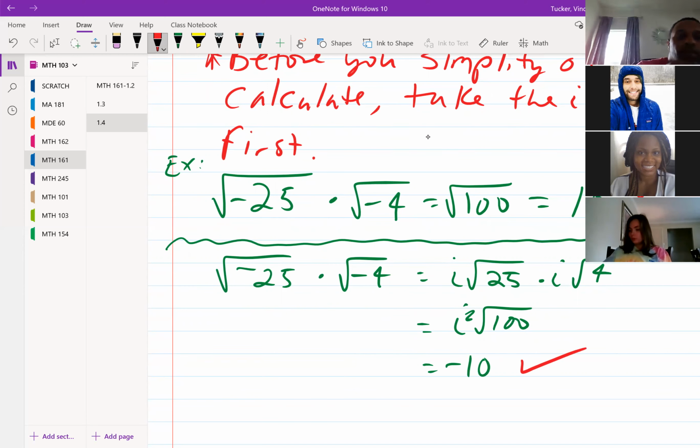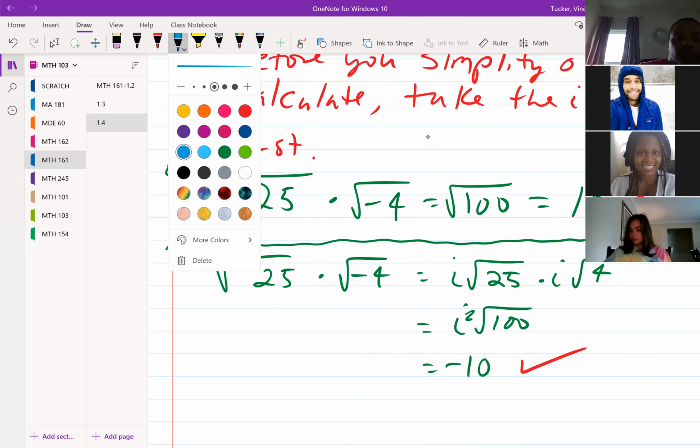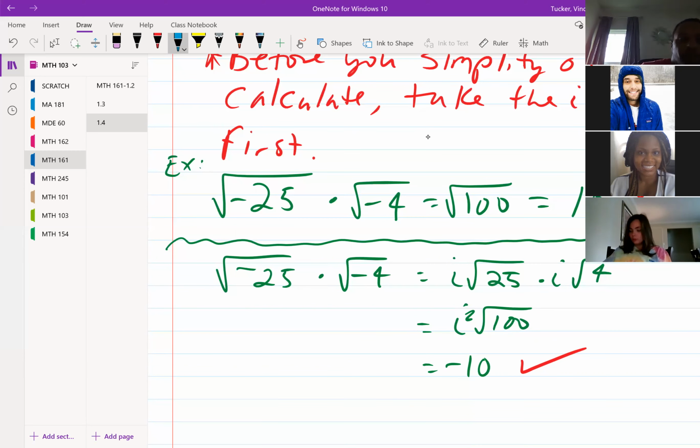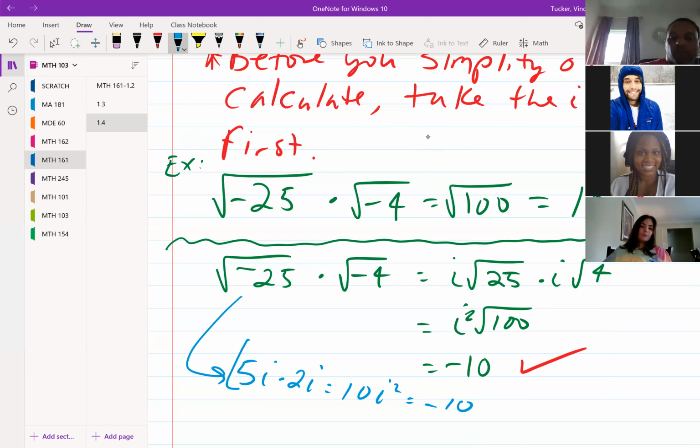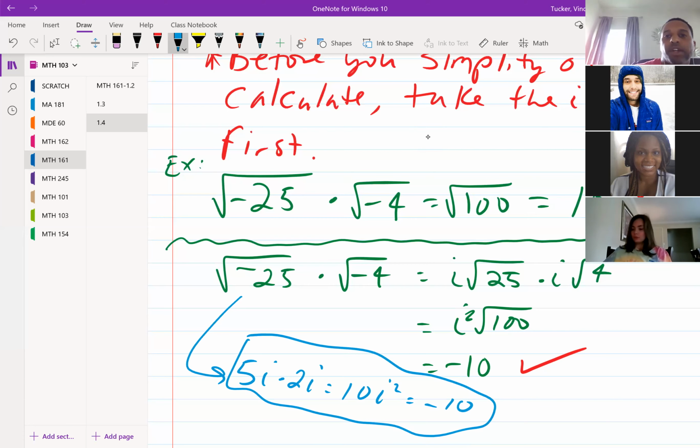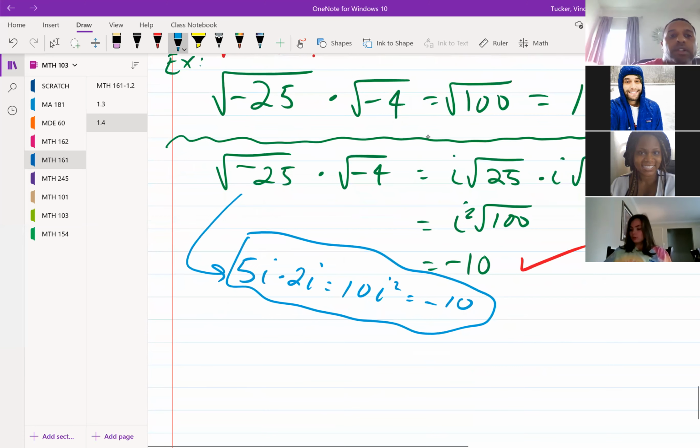And of course, the other way of doing this type of problem, because I could take the square root of 25 and 4 evenly, I could have had 5i times 2i, which would have been 10i squared. And then I would have still gotten my -10. So either way, you still should get -10. All right, questions on that before we do some more?